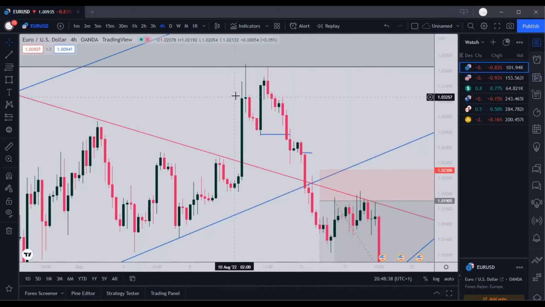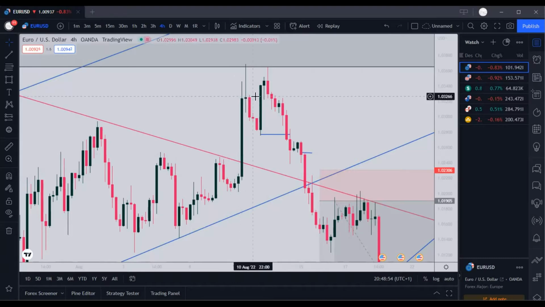You see that they were in control, a serious one. And this was even on news. That was the NFP news. But sellers came in. Can you see that they pushed the market down again? Yes.